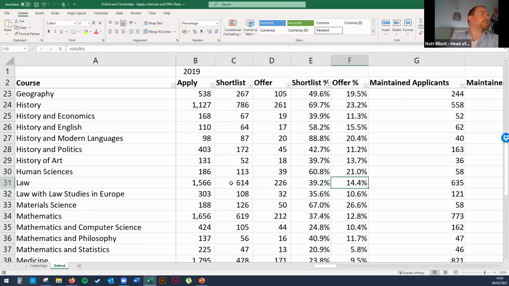So that should give you a sense. So roughly 600 getting interviews, 900 not getting interviews, and of the people who get interviews, just over 1 in 3 of them go on to receive an offer.